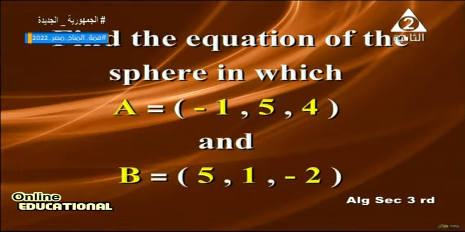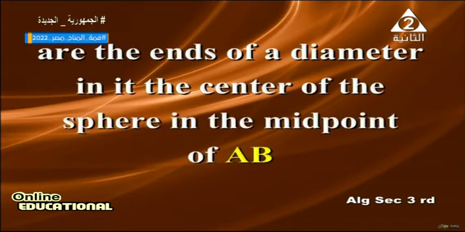Find the equation of a sphere in which A(-1, 5, 4) and B(5, 1, -2) are the ends of a diameter. The center of the sphere is the midpoint of AB. It is easy to calculate.